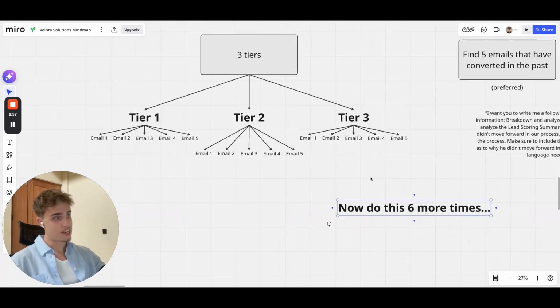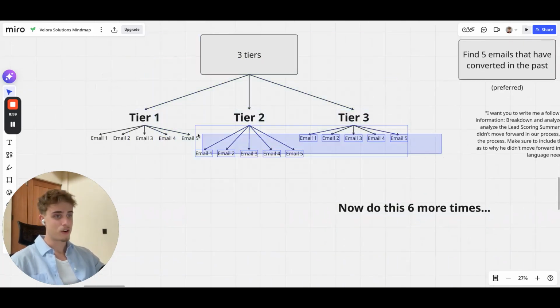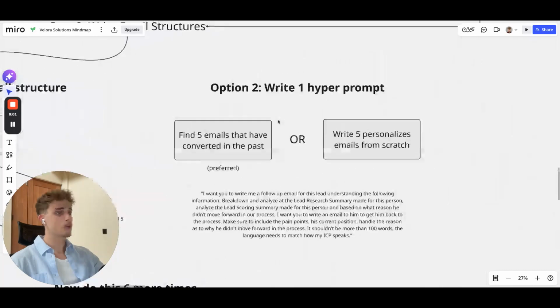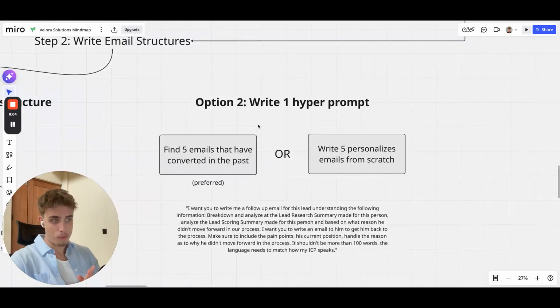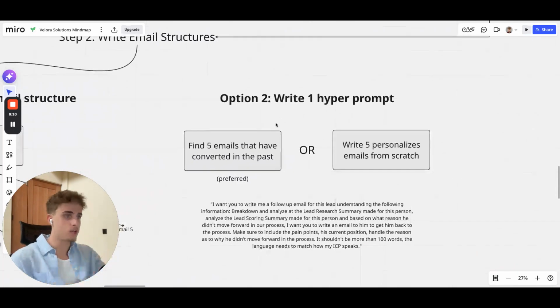And if you want to do this 6 more times, well, good luck writing 100 different emails. So that's why I like option 2, hyper prompting. Now, how this is possible is in Claude Code. Of course, you need to build the actual agents for this. You need to build different agents for this.